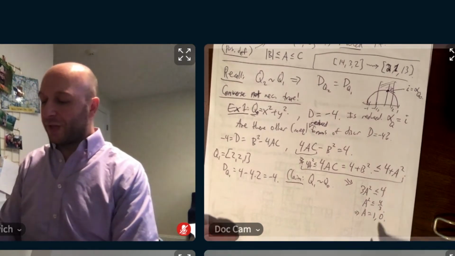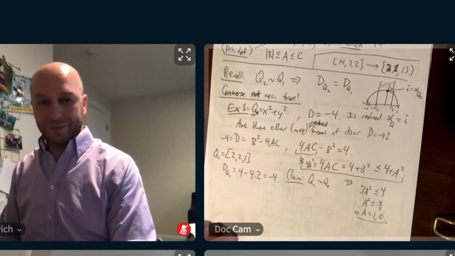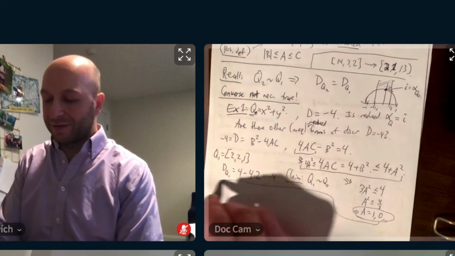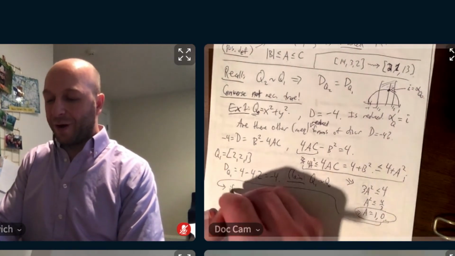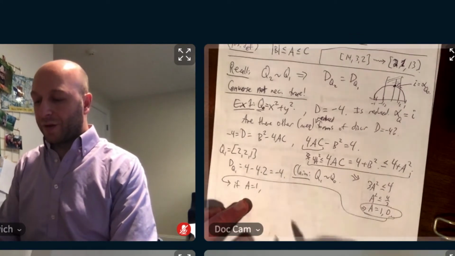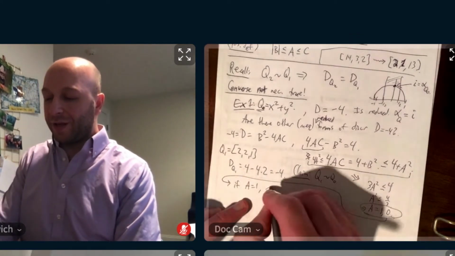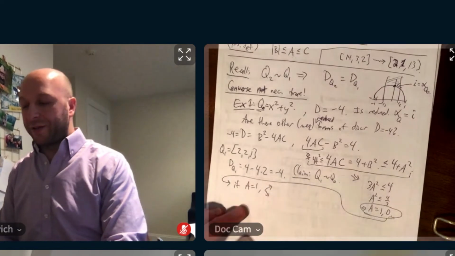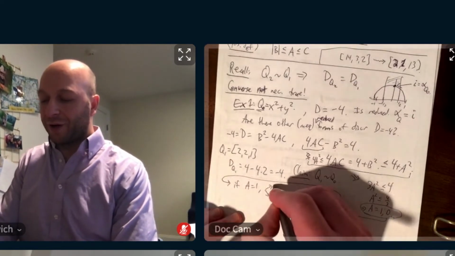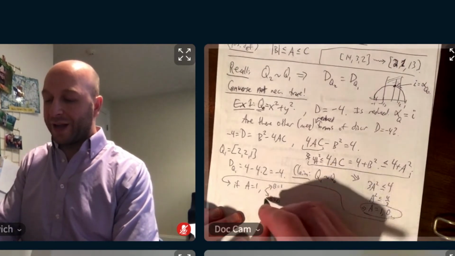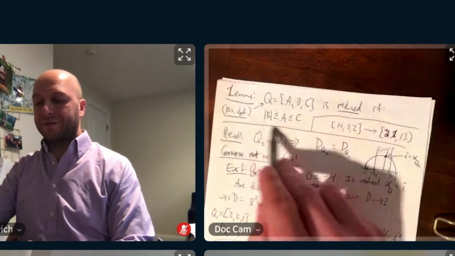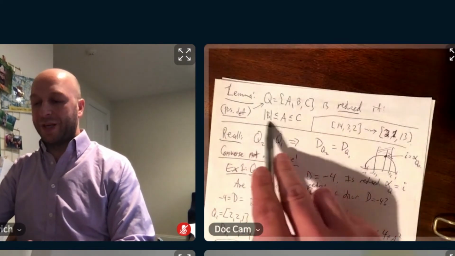Okay, let's look at these two cases separately. If A equals 1, well, B could be 0, or it could be 1, or it could be negative 1. I'm just looking at this equation. B is bounded by A.